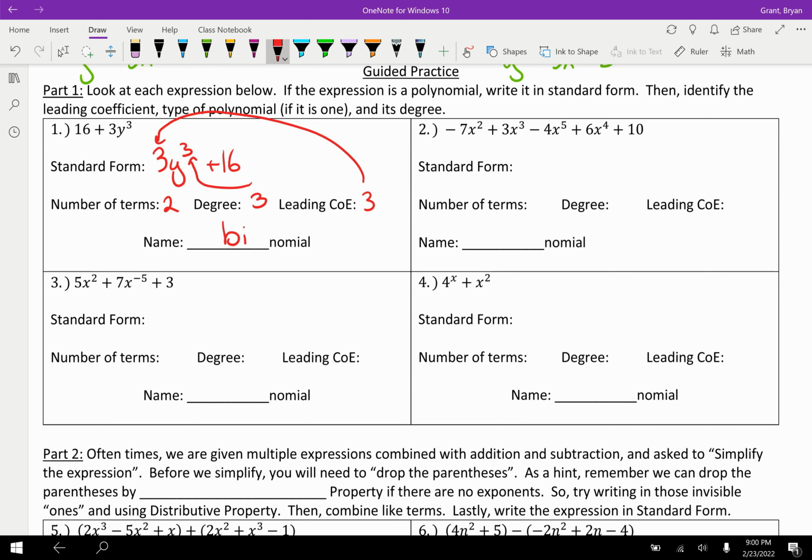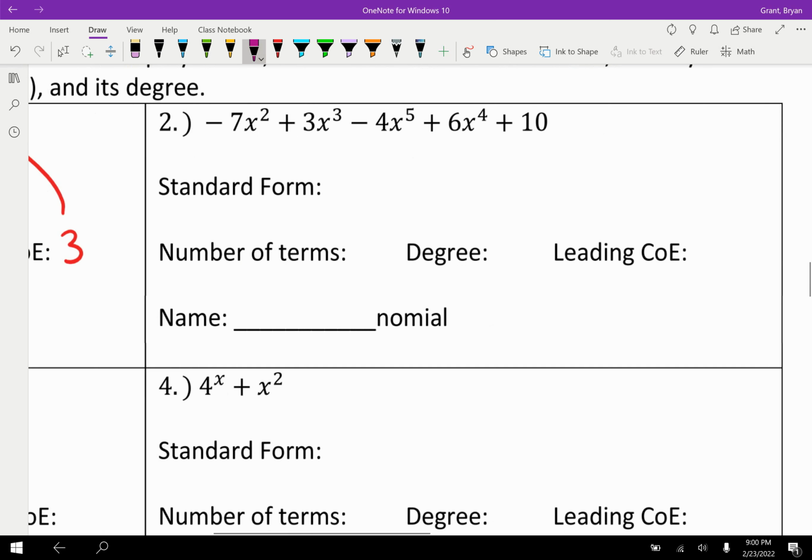All right, problem 2. Problem 2, we need to identify the largest exponent first. I'm going to zoom in here. Looks like my largest exponent is the 5th power. Okay, so I'm going to start with negative 4x to the 5th, and then we identify the next largest. I'm going to go ahead and cross this out just so I don't forget what I've done before. This looks like 6x to the 4th.